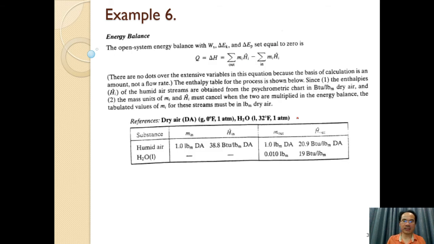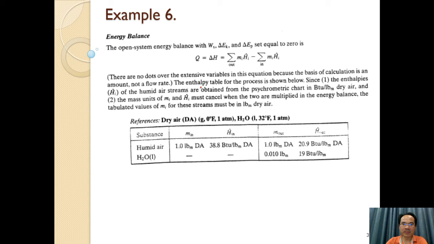And then you consider the energy balance equation. The energy balance for no work, no kinetic energy, no potential energy, you get Q equal to delta H. Delta H is equal to the summation of MiSi out minus MiSi in. That's right. This case.